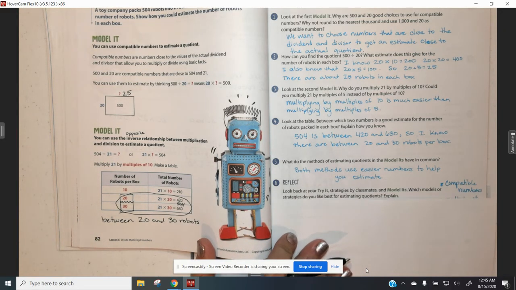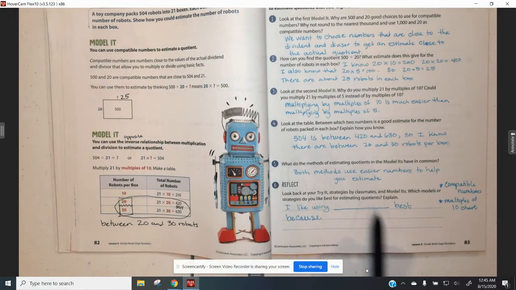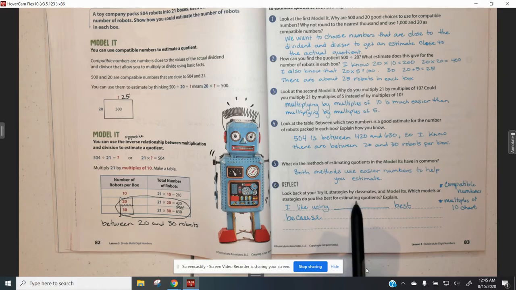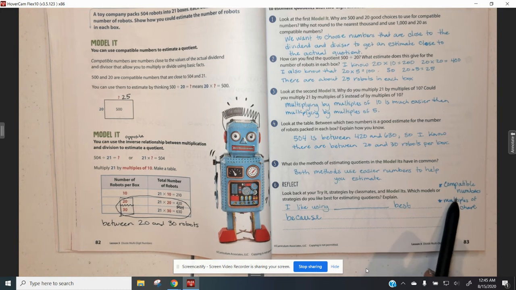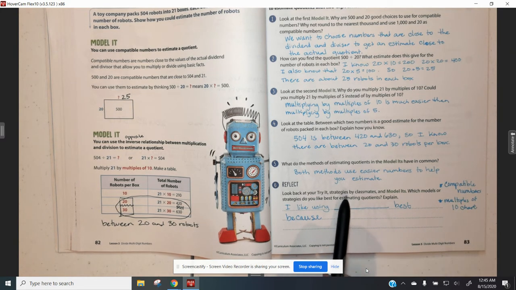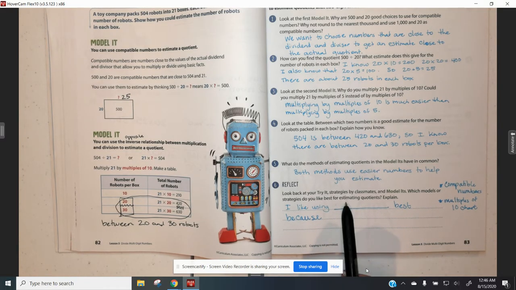So therefore, we're just taking numbers that are a little bit easier to work with and doing the math that way. So now, I want you to look back at everything we've learned today. Look at your try it strategies and your model it. So look back at the method you tried here, and then look at both of these methods. Which models or strategies do you like best for estimating quotients? I also put here that we use compatible numbers and we use multiples of 10 chart. So if you don't remember what strategy you like best, here are two of the strategies that you could fill in the blank. And then I want you to tell me why. So go ahead and pause the video and tell me what strategy is the one that you like using best.